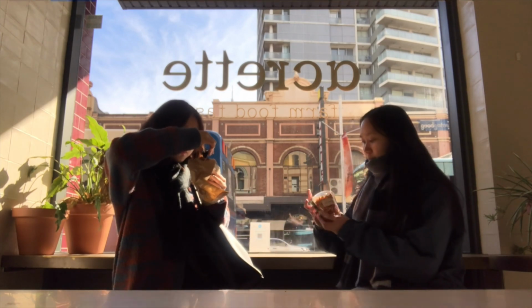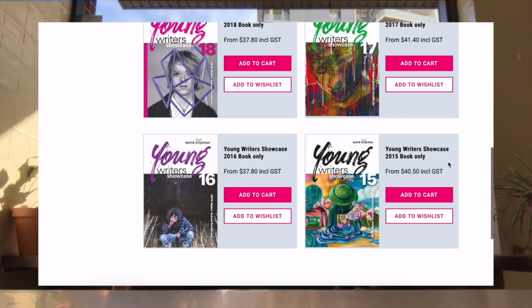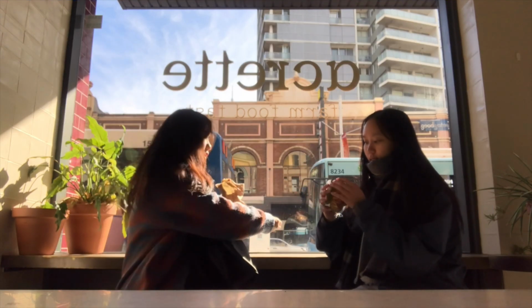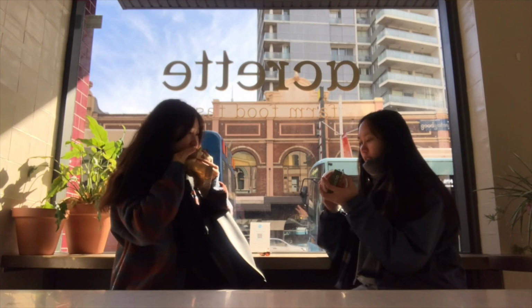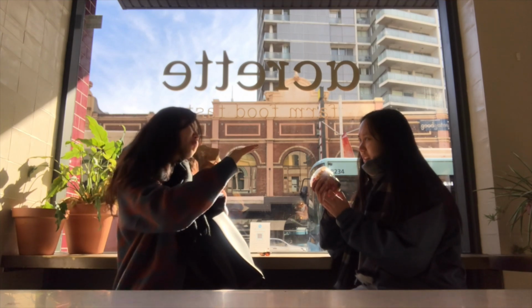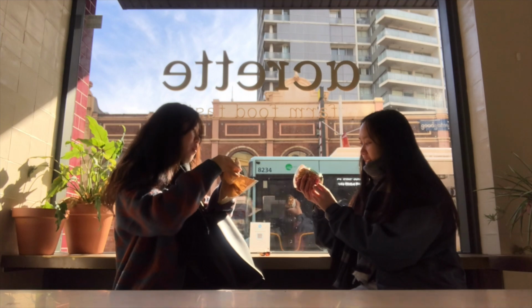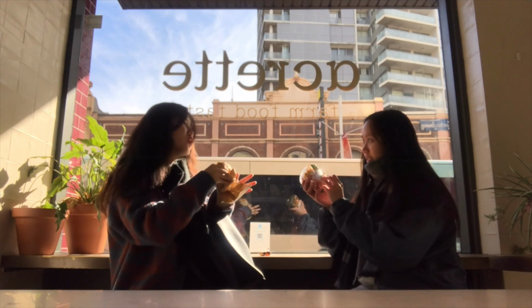You can also look at anthologies of Young Writers Showcase, which is where NESA compiles the best works from each year. However, be careful to not accidentally plagiarize, and also this may cause you to be stuck with ideas, which it did for me for a while, so I just stopped looking at these and just focused on generating ideas for my own piece.